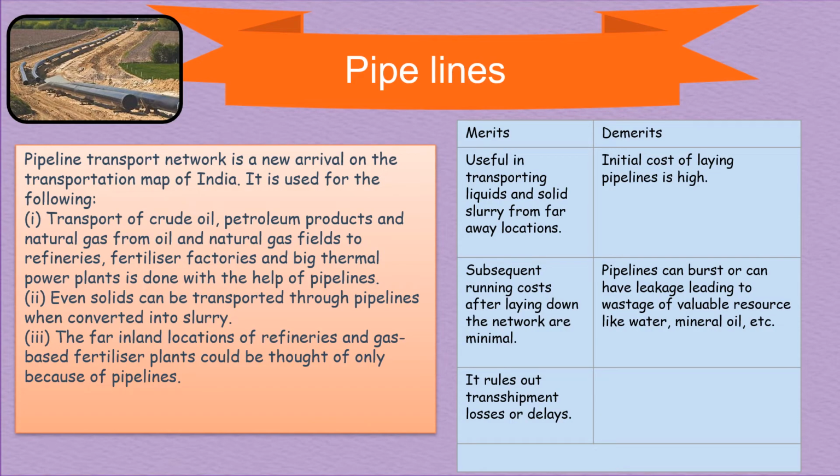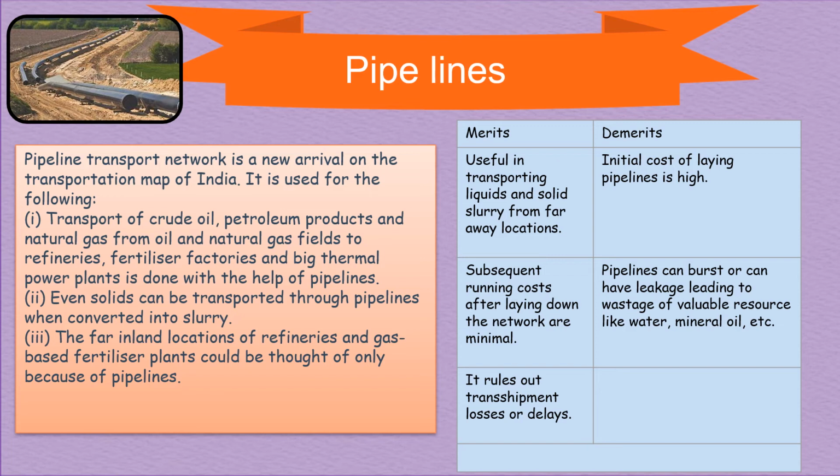Now let's look at the next lifeline of the Indian economy, that is the pipeline. Children, the pipeline transport network is a new arrival on the transportation map of India. What is the use of this pipeline? Number 1, to transport crude oil, petroleum and natural gas from the oil and natural gas fields to refineries, fertilizer plants, etc. To transport solids, which can be converted into slurry. And also the idea of having far inland locations of refineries and gas-based fertilizer plants was possible only because of pipeline transportation.